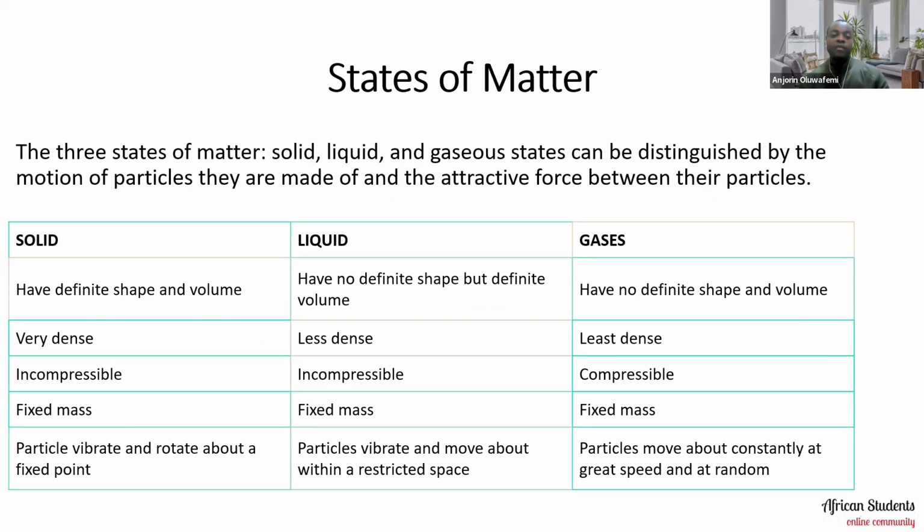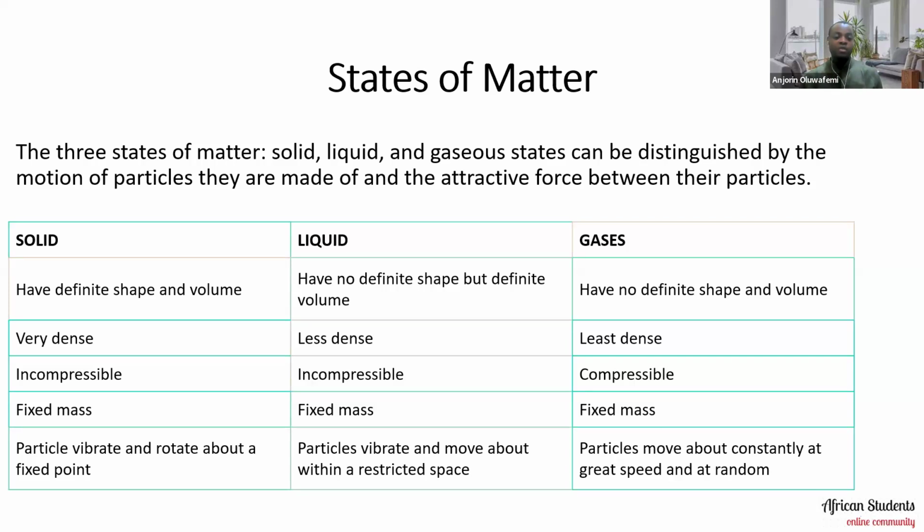The three states of matter include solid, liquid, and gaseous states, and they can be distinguished by the motion of the particles they are made up of and the attractive force between their particles. So what I did is just to create a table to look at the three states of matter, their properties, and some differences, just doing a contrast between the three states of matter.